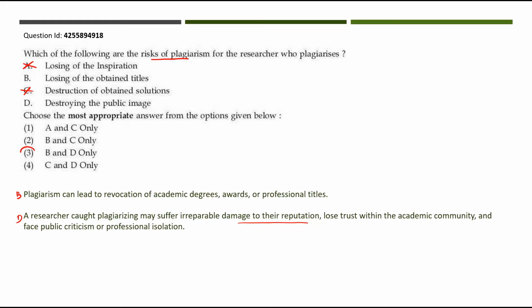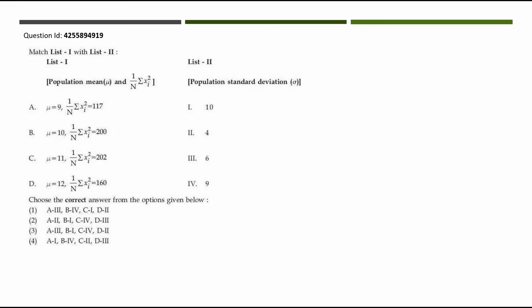Option number 3, B and D only will be the right answer. Next question, match list 1 with list 2. List 1 has population mean and 1 divided by n summation of xi the whole square value. A similar kind of question was asked in previous year question paper also. List 2 has population standard deviation.